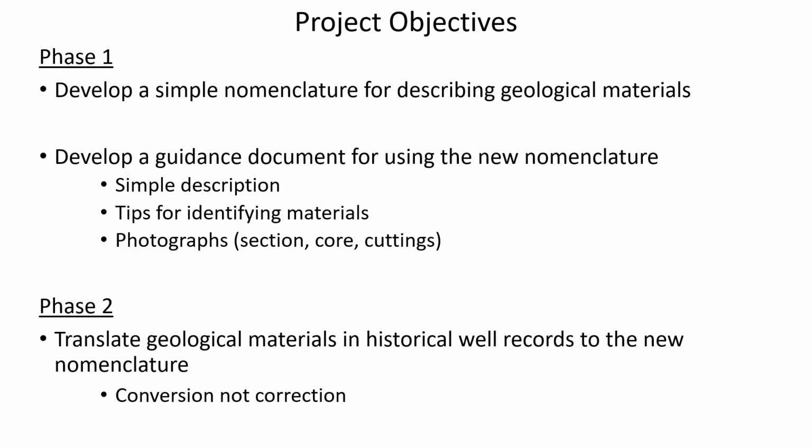In an effort to address this problem, MECP and the OGS will be working together to develop a simple nomenclature for describing geological materials on water well records. We anticipate consulting a stakeholder team of well technicians and drillers throughout the process. The project will include creating a common guidance document with simple descriptions, tips for identifying materials, and photographs. If phase 1 goes well, we will consider converting geological materials in historical well records to the new nomenclature.